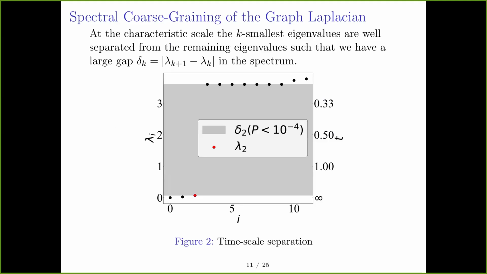And the question, of course, now is we have a graph with n nodes. That means we have a graph with n eigenvalues. What are the eigenvalues to look at? So what are the scales that are interesting to us? And we define them essentially as the scale which separates the first k smallest eigenvalues from the remaining ones. So it's essentially just a gap in the spectrum of the Laplacian that defines our characteristic scale.